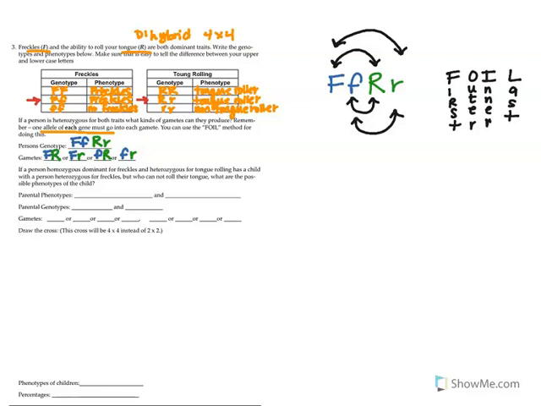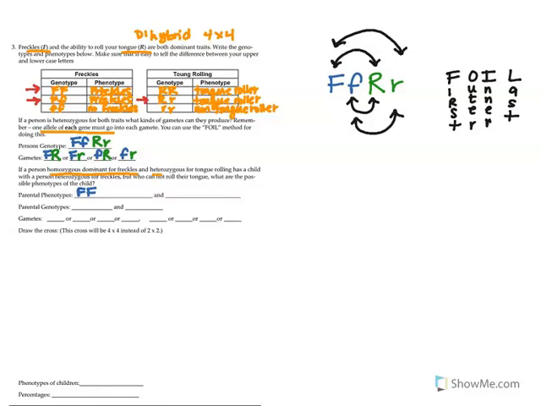A person is homozygous dominant for freckles. Okay, before I move further, I'm going to go ahead and say homozygous dominant for freckles. So that's this guy over here, homozygous dominant. I'll go ahead and write that in my respective color. So homozygous dominant for freckles.